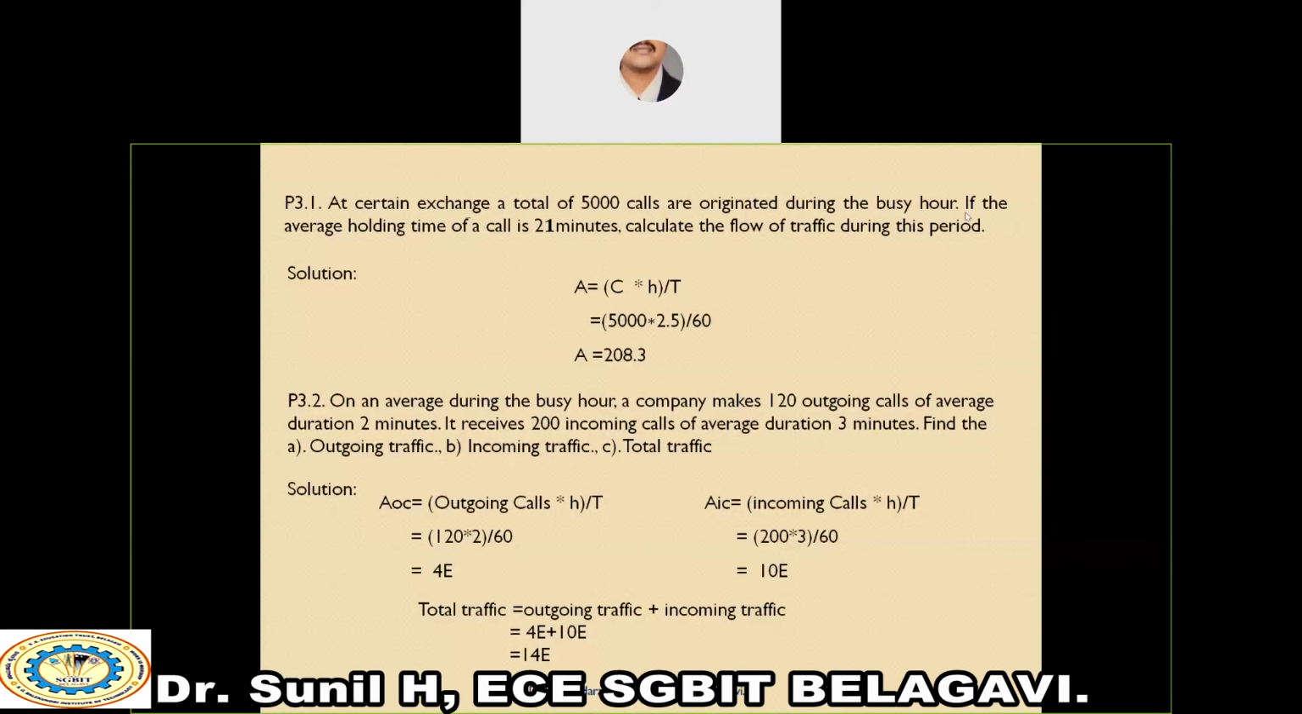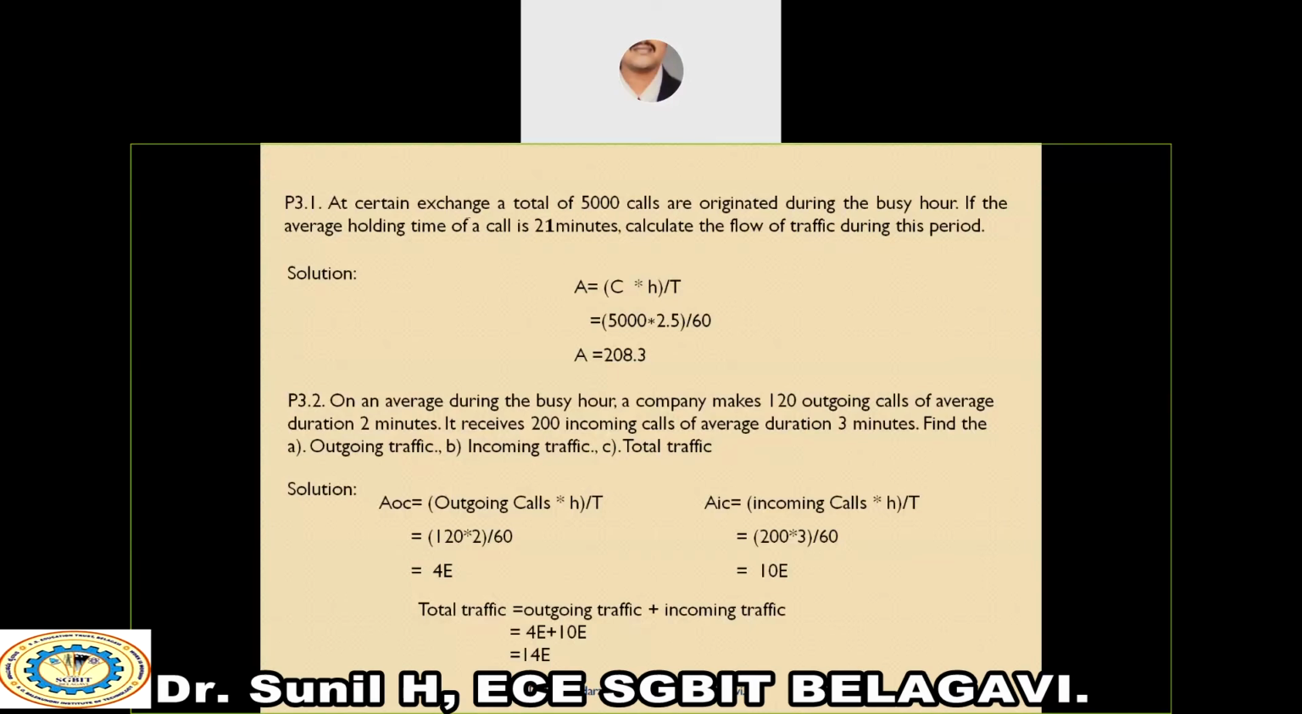At a certain exchange, a total of 5,000 calls are originated during the busy hour. Say, 10 to 11 is called the busy hour, and in that hour 5,000 calls are originated. If the average holding time of a call is 21 minutes, on an average each call will take 21 minutes to hold. Some may take 2 hours or 1 full hour to talk with different subscribers.